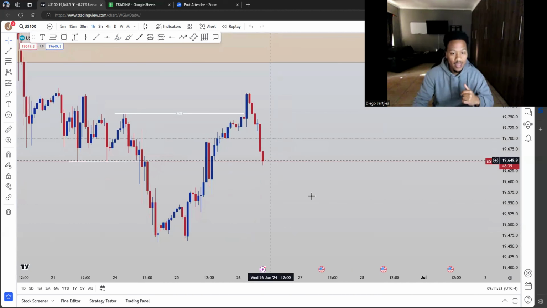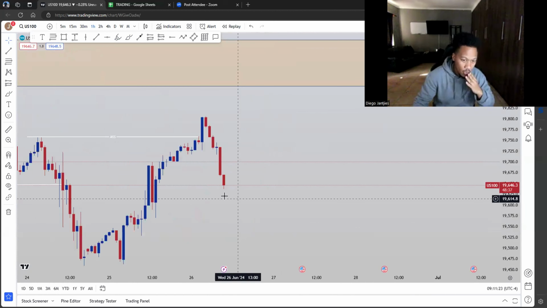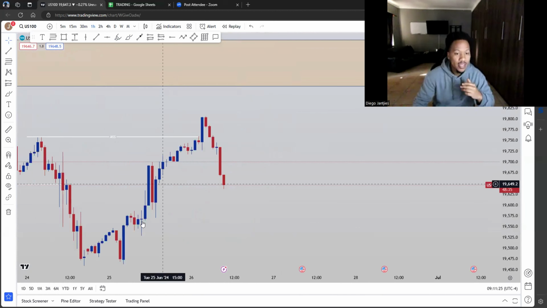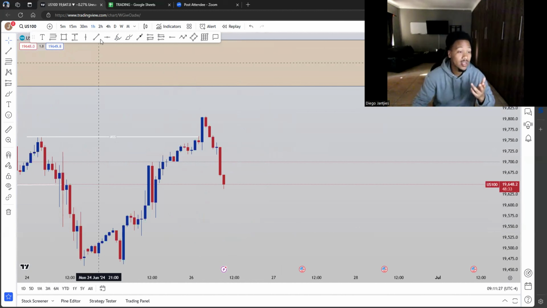So H1 time frame over here, what can we see? What is happening? We can see on the H1 time frame, our structure is actually bearish as well. Check this out.